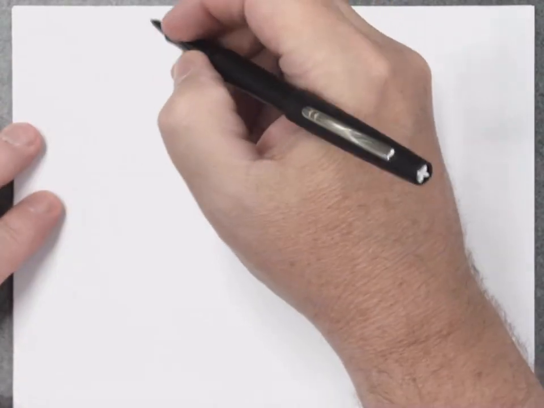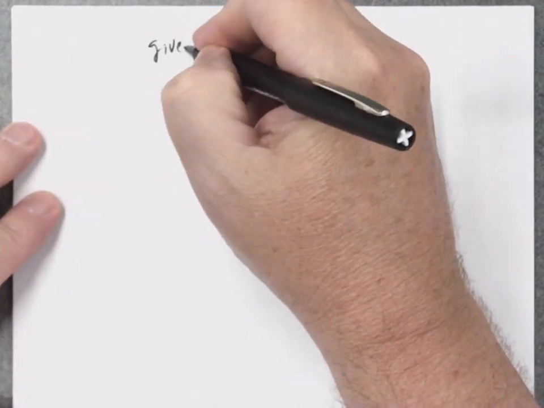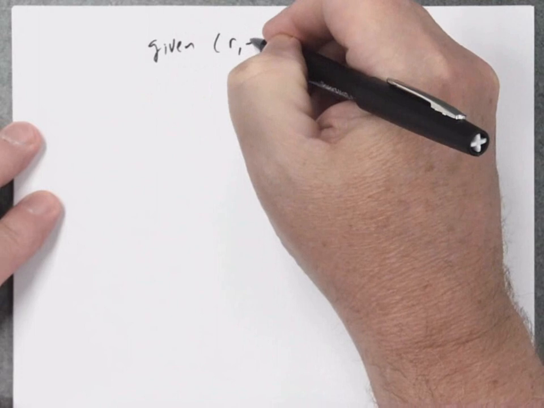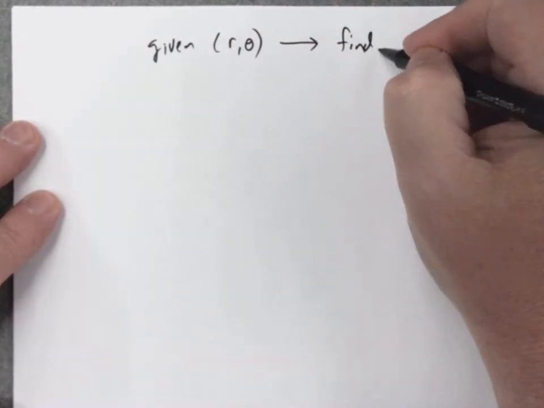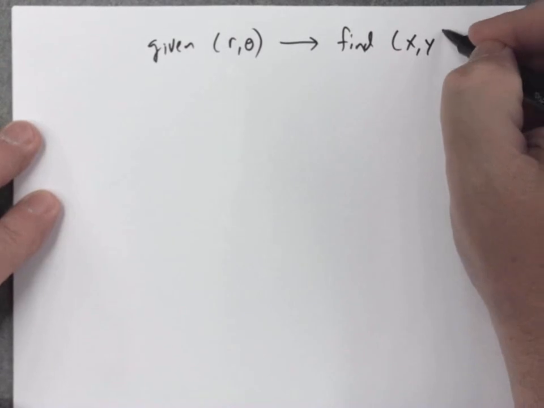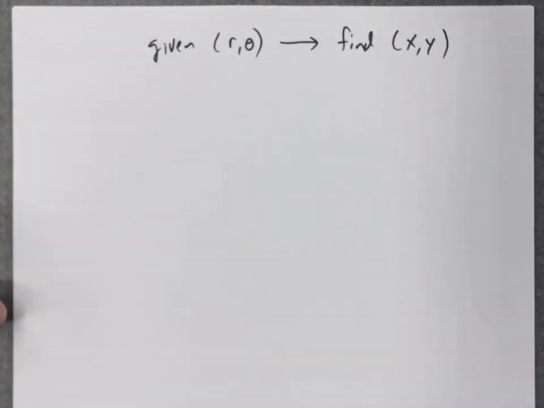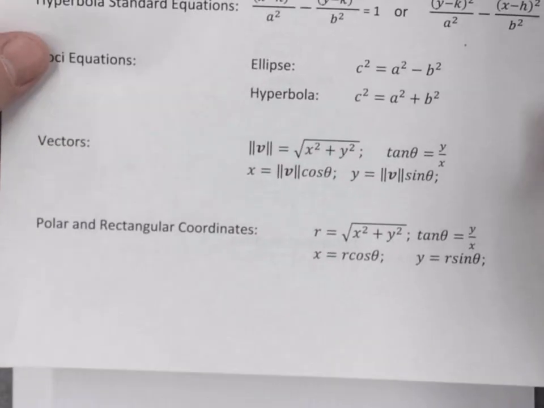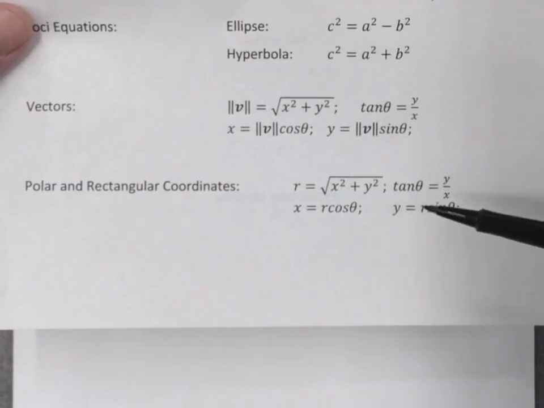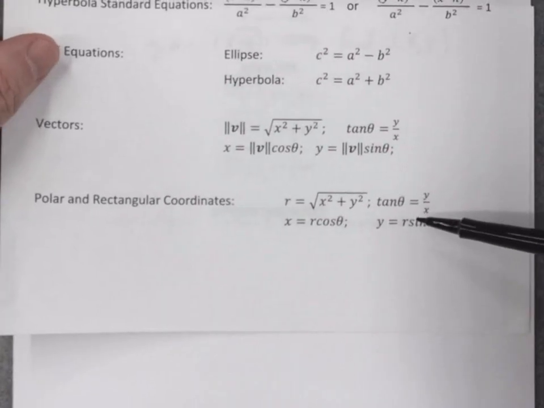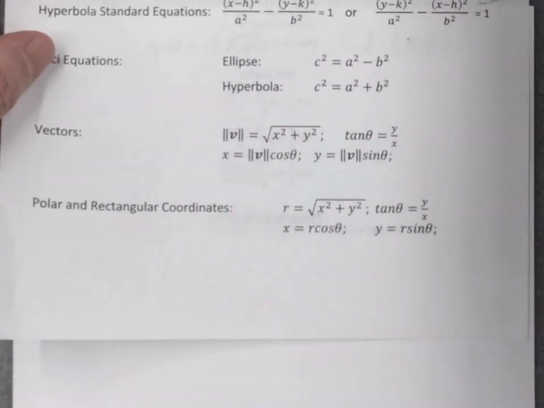We now want to look at some problems where we're given a polar coordinate and we're asked to convert it into a rectangular coordinate. Now on the formula sheet, these are pretty straightforward, but if you still want to refer to them, you can look at these right here.